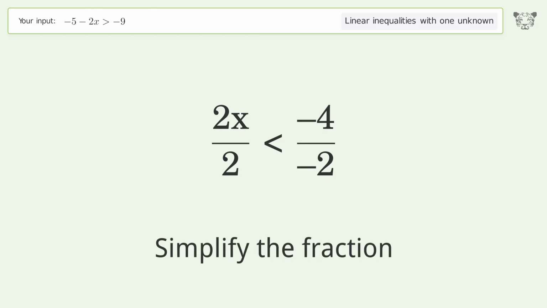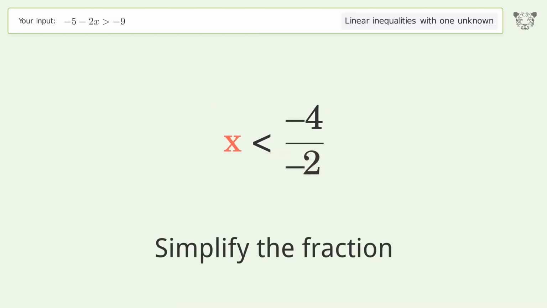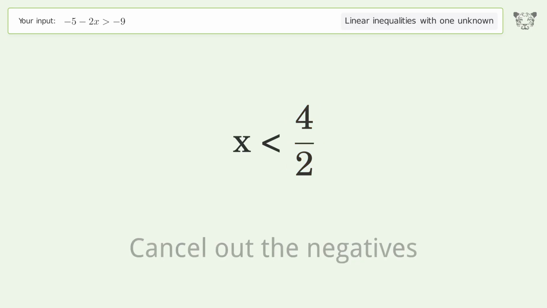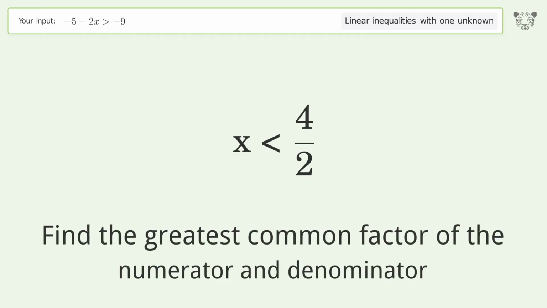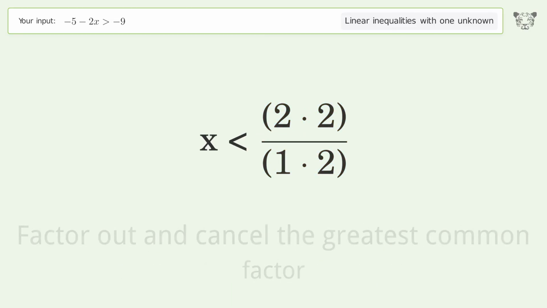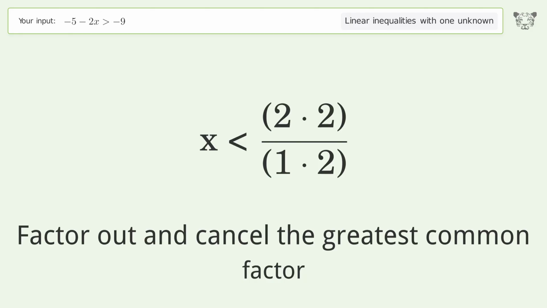Simplify the fraction. Cancel out the negatives. Find the greatest common factor of the numerator and denominator. Factor out and cancel the greatest common factor.